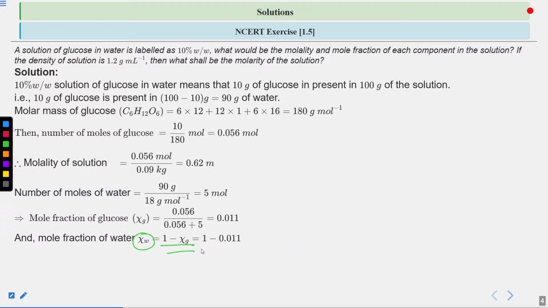No, we cannot neglect it for the glucose, as this value is not that small. It is comparable with this 5. So we have to take this; you can't neglect this value.